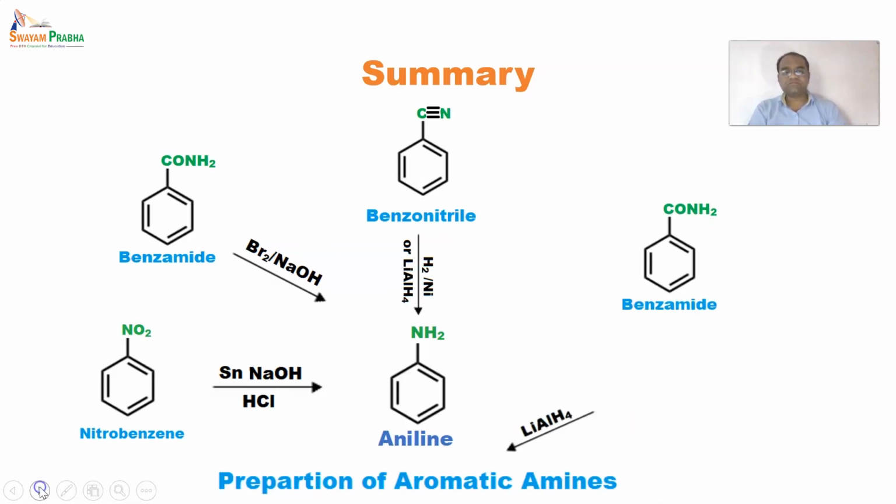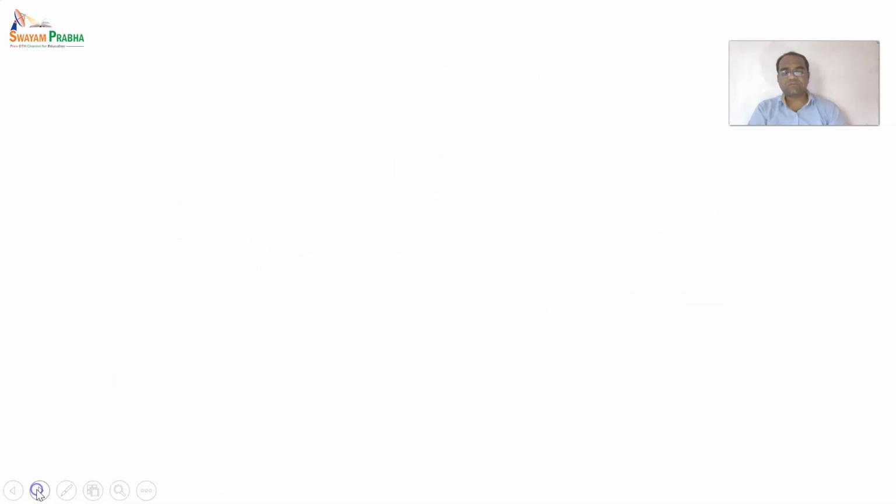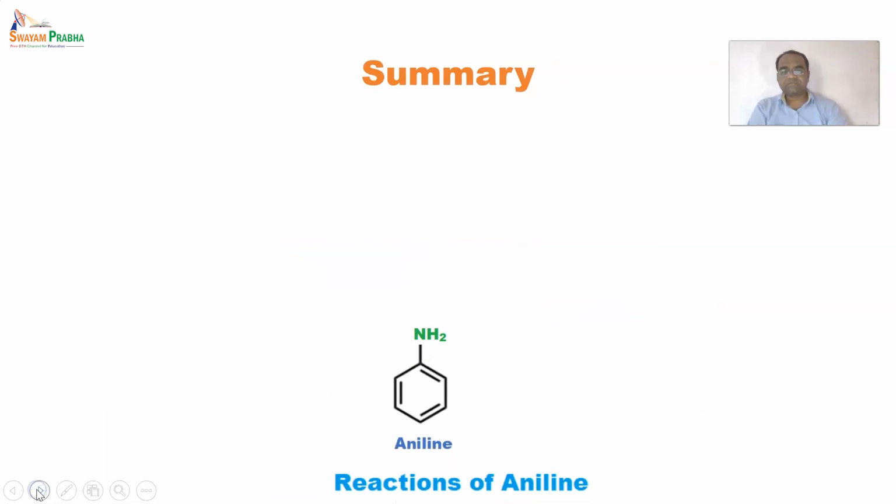After that, we have seen benzamide. Exactly that is not the structure that forms from benzamide. It is CH2NH2, not an aniline. But here it is shown that after reducing, we get an aromatic amine from it. Carbon has been reduced. After that, we saw that chlorobenzene is replaced by NH2, and this reaction is carried out at a high temperature of 220 degrees Celsius with the help of copper chloride. After that, we saw the reactions of aniline.